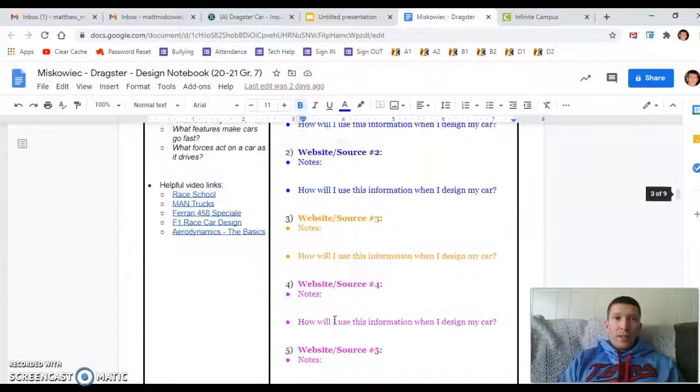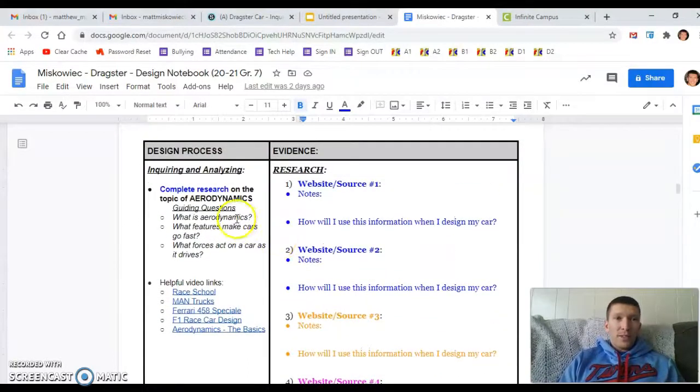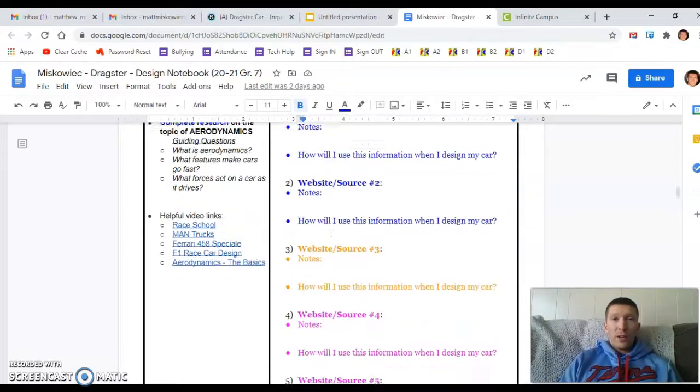The next part then is aerodynamics research. And so for this, you have to look up different websites and sources, and if you want, you can use the links provided on the side here. You could also use different ones. And for each website or source, you have to write notes of what you got from it and how you use that information or that research to design your car. So that's part number 2 of inquiring and analyzing.